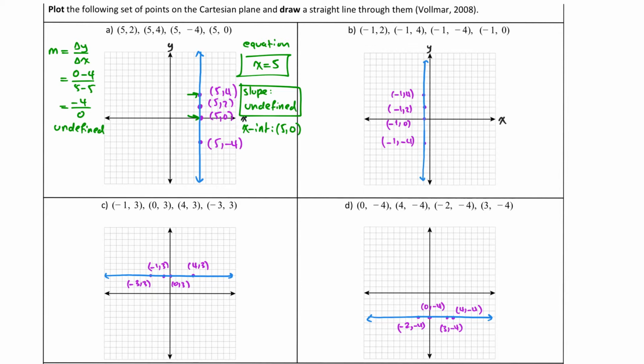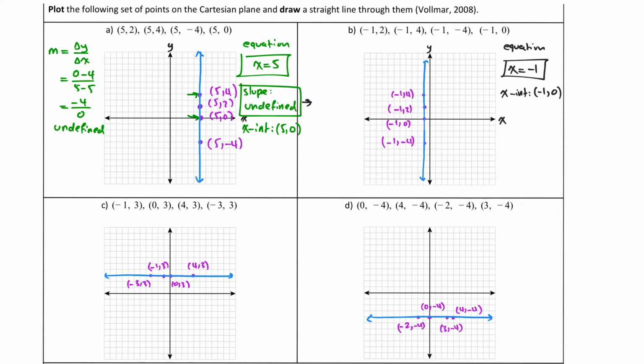Okay, for our second line over here, it's the same idea. You can see that the x-coordinate of our points is always negative 1. So you can guess the equation, and you can write that here. And we know that the slope is similar, so the slope here is also undefined. So I will just put that over here. For the equation of this one, x always takes the value of negative 1. So we will label that. And the x-intercept, in this case, happens to be at (-1, 0).